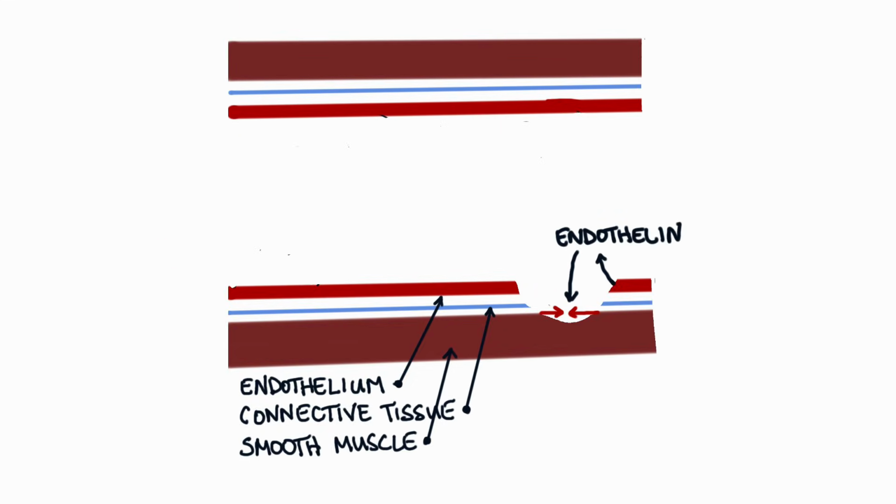Endothelin is released from damaged endothelial cells, which causes the smooth muscle to contract, closing the gap so the bleeding is minimized. Some injuries are more extensive than others, so smooth muscle contraction and vasospasm are critical parts of hemostasis.